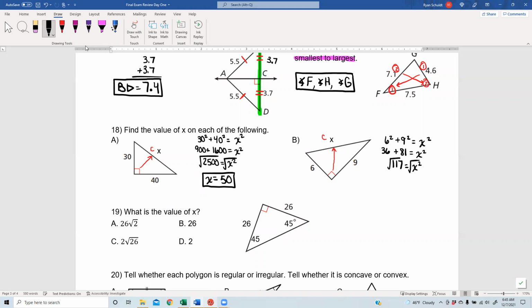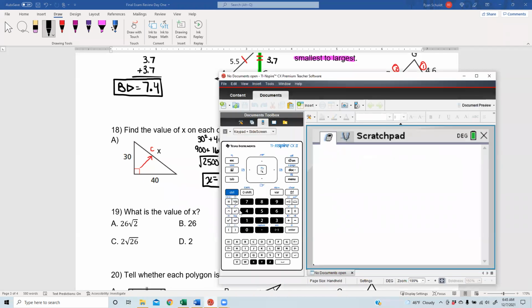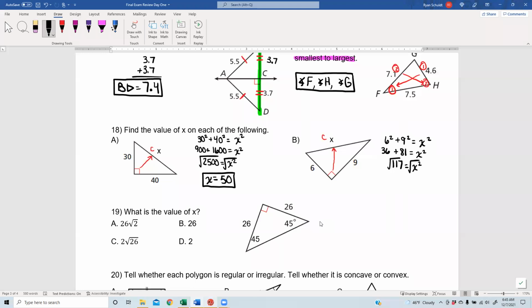Then we've got to take the square root of it. And I don't know what the square root of 117 is, so I'm going to do it on my calculator. Square root 117. It's like 10.8. That's what we're going to settle with.